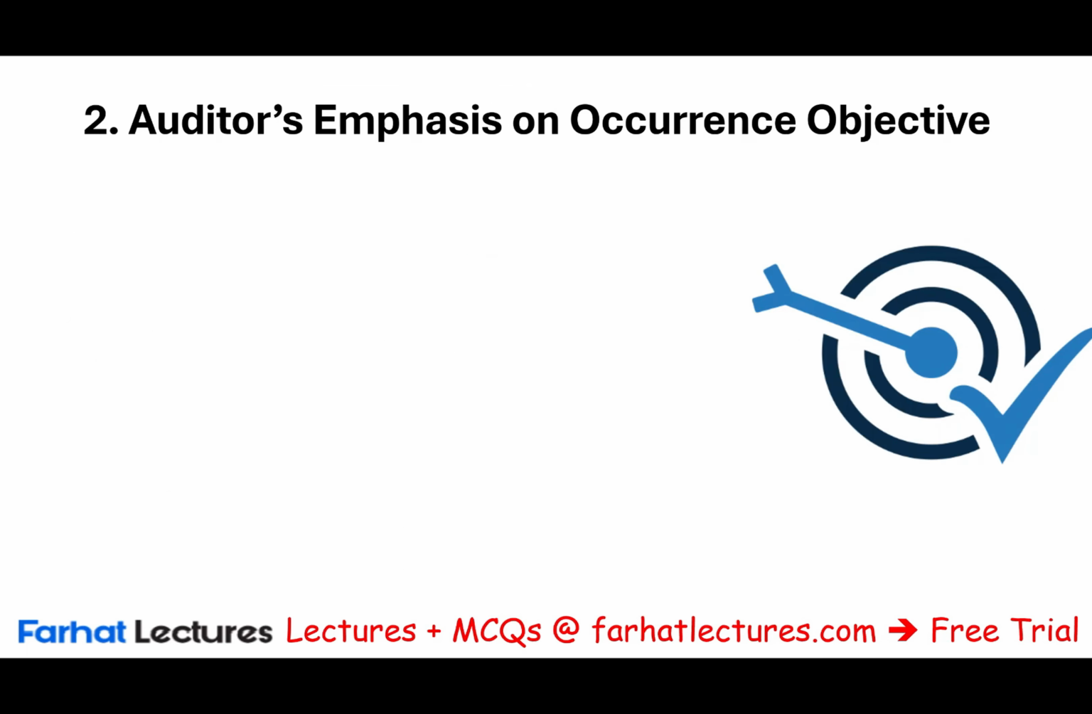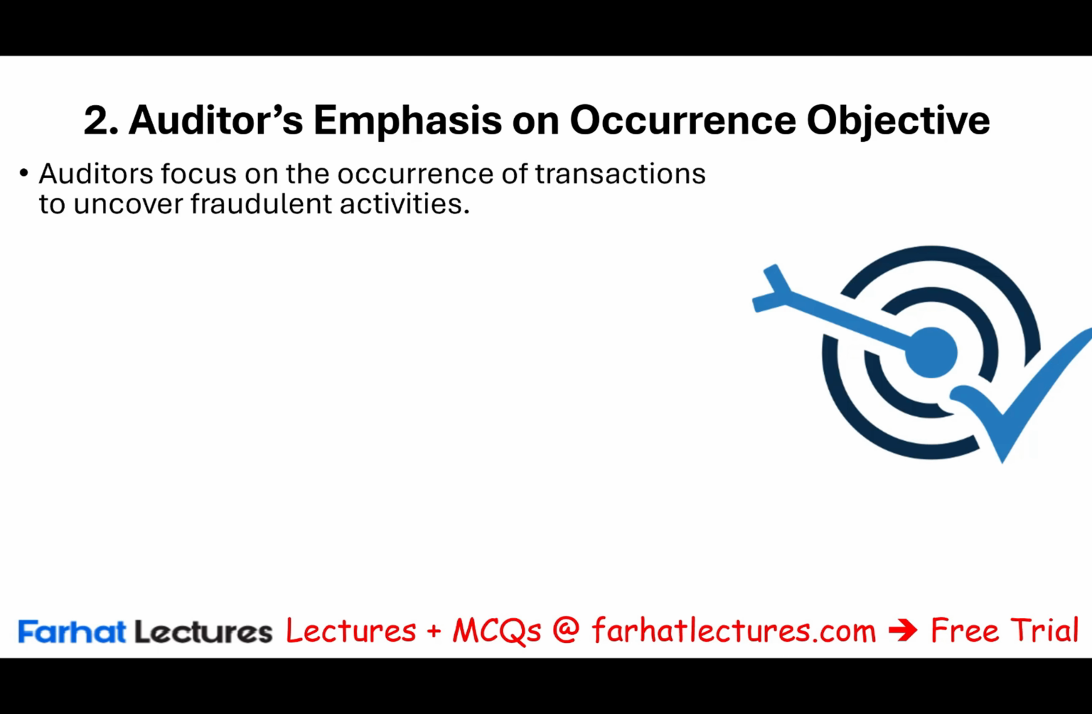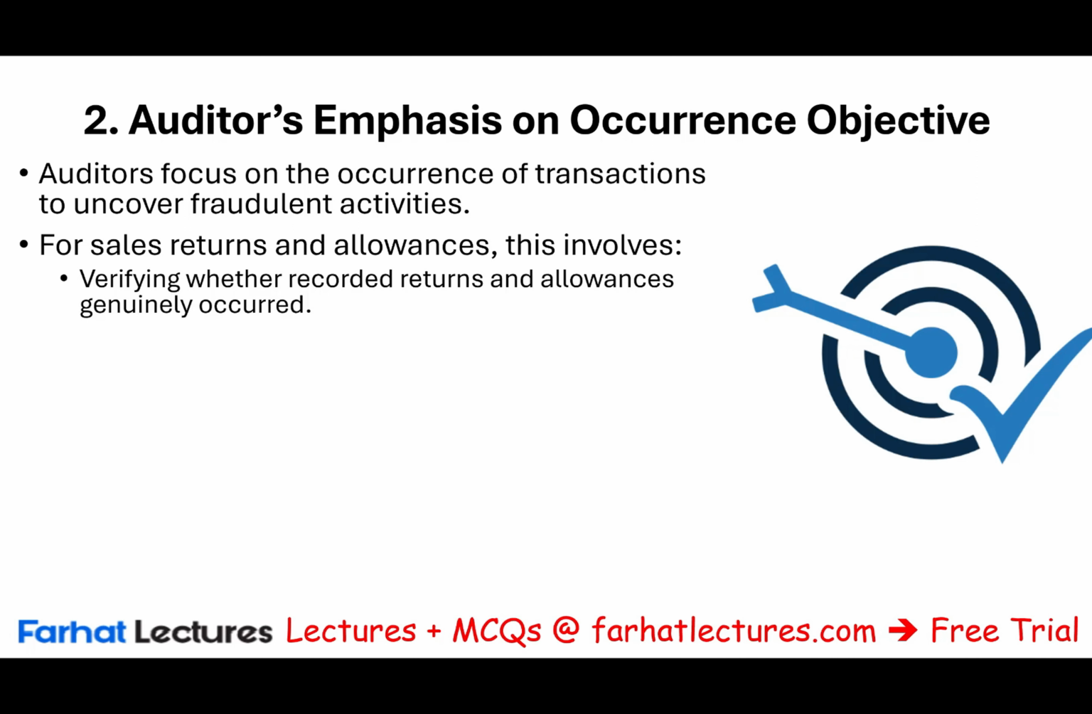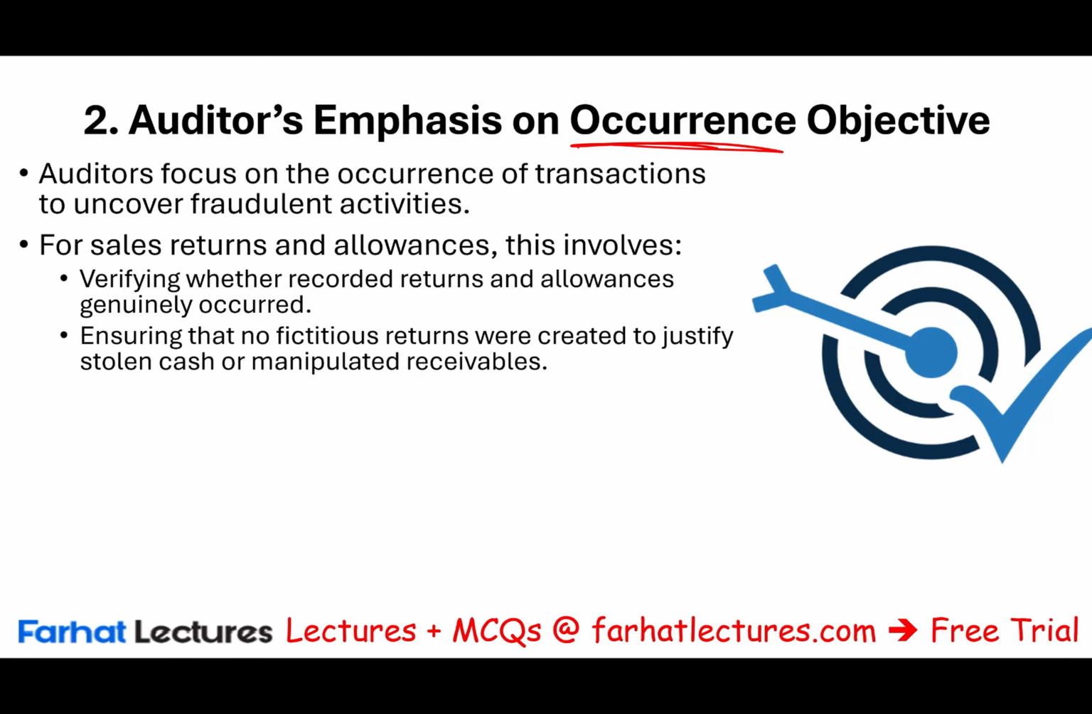So the auditor emphasis here is the occurrence objective. When you're auditing this, you're concerned with the occurrence. Auditors focus on occurrence to uncover fraudulent activities. For sales returns and allowances, you want to make sure you're verifying whether the returns are actually occurring. Occurrence means they did happen, they are real. This is to ensure that no fictitious returns were created to justify stolen cash or manipulating receivables. You want to make sure that's the case.